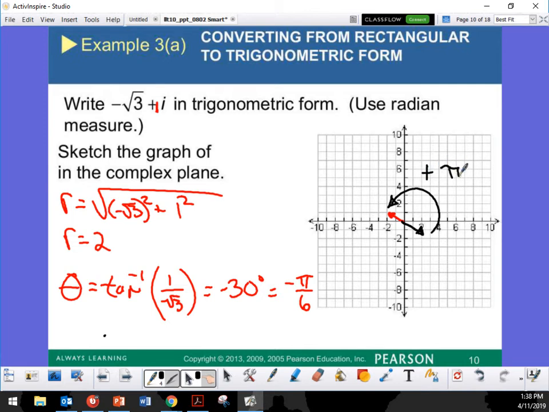So I have negative pi over 6 plus pi. Isn't that 6 over 6 pi? Where we get my theta, 5 pi over 6.